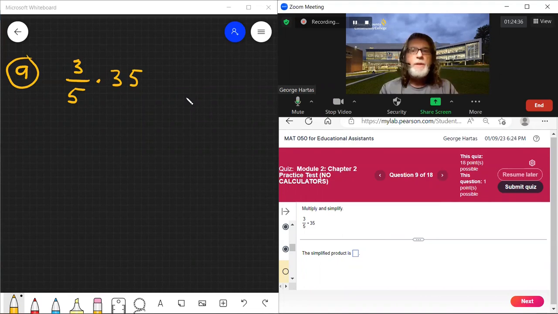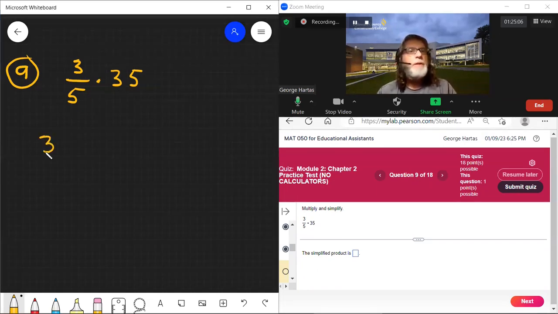Question 9, multiply and simplify. So we have 3/5 times 35. So we have a fraction times a whole number. So the best way to handle this is to change the whole number into a fraction. And the way we're going to do that is to use the property that we looked at earlier at the beginning of the video. So let's rewrite this.